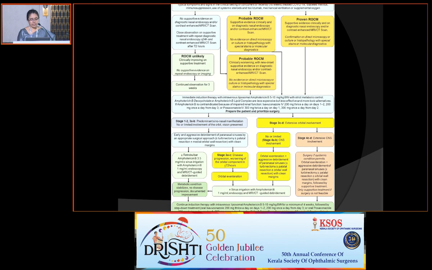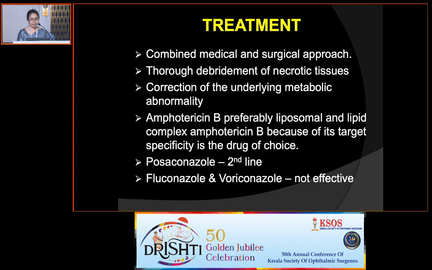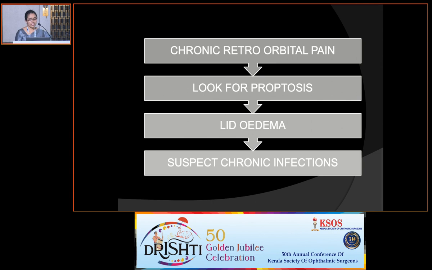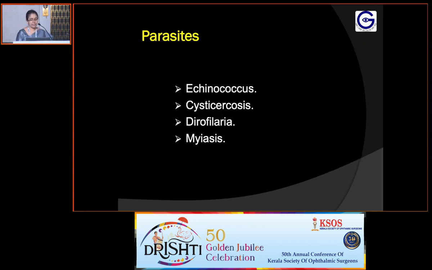So management, it's a big thing to discuss mucormycosis. There's an article published by Dr. Santosh in IJO. So combined medical and surgical treatment, thorough debridement, correction of the underlying metabolic abnormality. Amphotericin B is the preferred drug. Second line is posaconazole. Fluconazole and voriconazole are not very effective. So in chronic retro-orbital pain, always look for proptosis and lid edema, and suspect chronic infections.